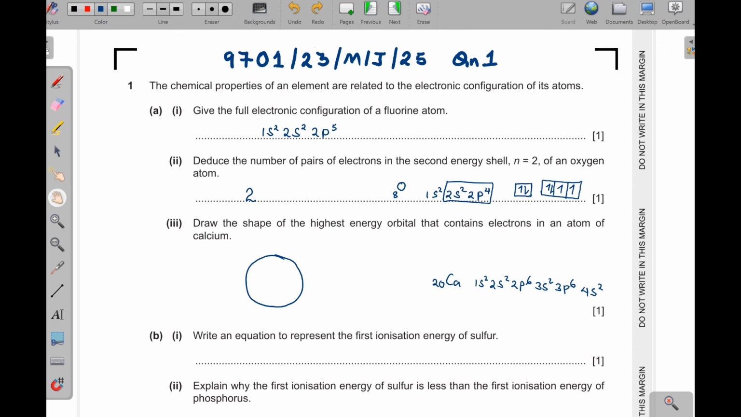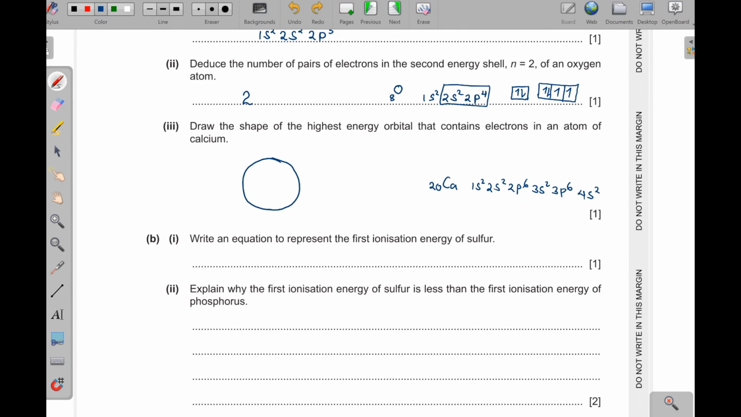First ionization energy, we look at the energy change when 1 mole of electrons is removed from 1 mole of gaseous atoms, okay, to form 1 mole of 1 plus gaseous ions. Okay, so I will have sulfur here. It has to be gaseous atom. Then we remove an electron from there, and then we get 1 mole of gaseous ions, gaseous 1 plus ions. You see that? So that is what we are having there.